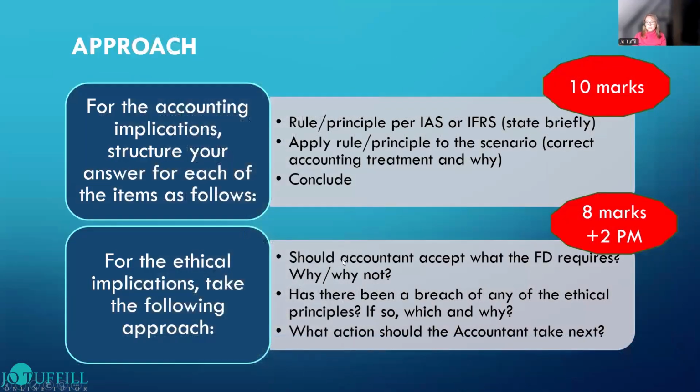So the 20 marks is going to be split between the 2 requirements, the accounting implications and the ethical implications. The accounting implications will be 10 marks for making 10 points, covering all of the issues. So there should be a spread of marks. Do not spend too much time on one issue. You need to look at the number of issues in the scenarios and think, well, how many marks do I need to apply to that?